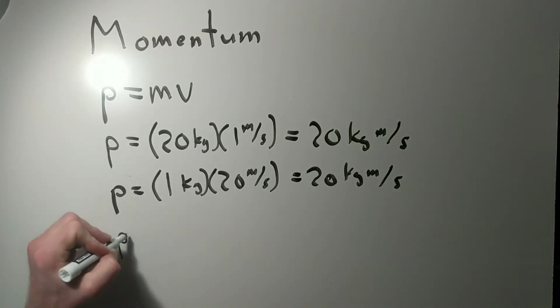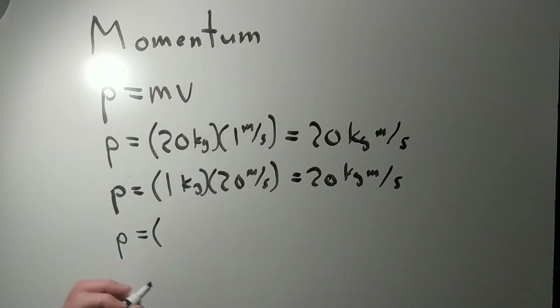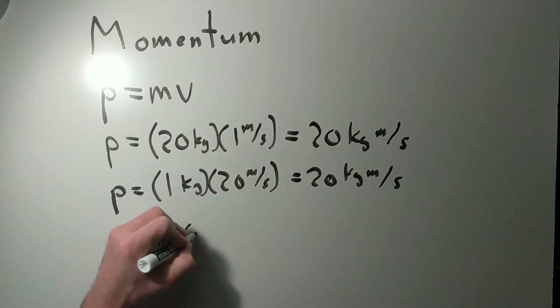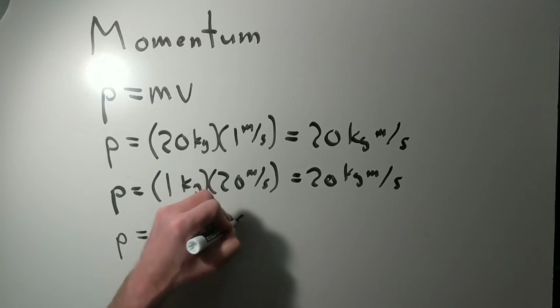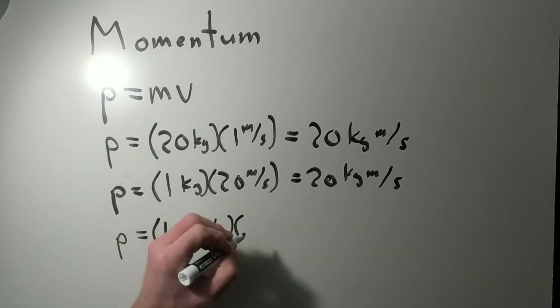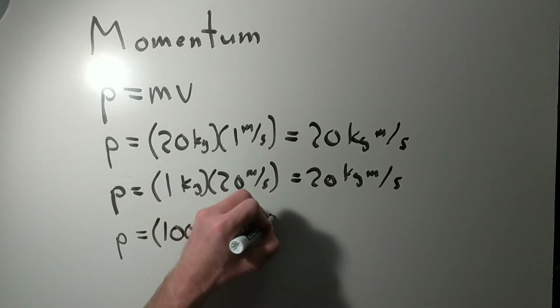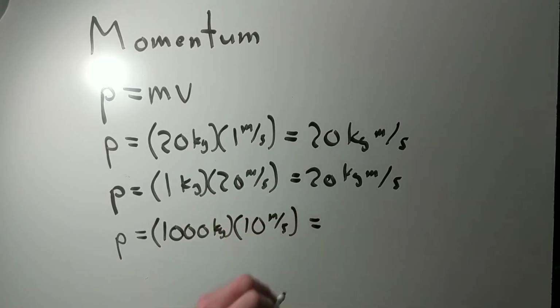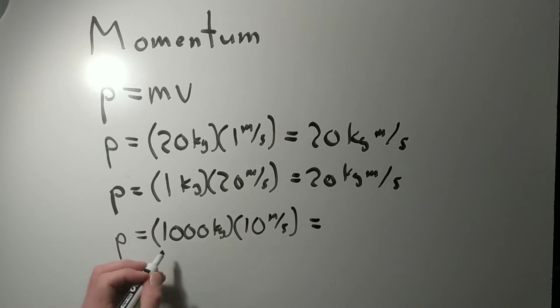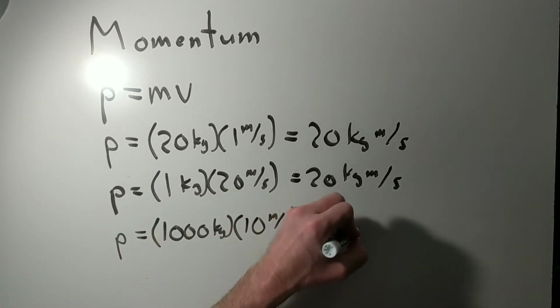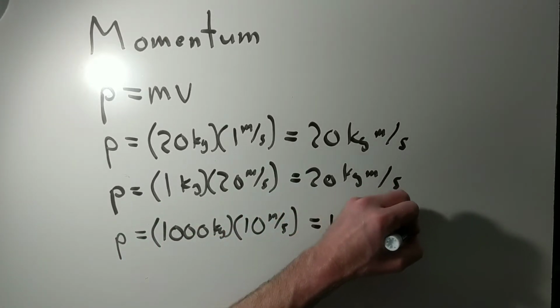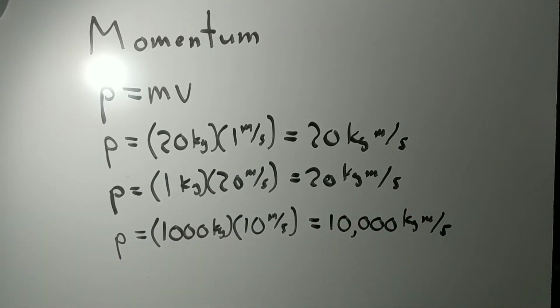If I were to take, let's say, a 1,000 kilogram truck moving at 10 meters per second, now because that's massive and it's moving relatively quickly, this would then have 10,000 kilogram meters per second. So this would be much harder to stop than either one of those two things. And again, that's really what momentum is.